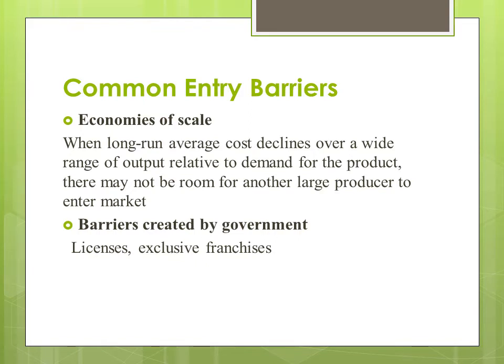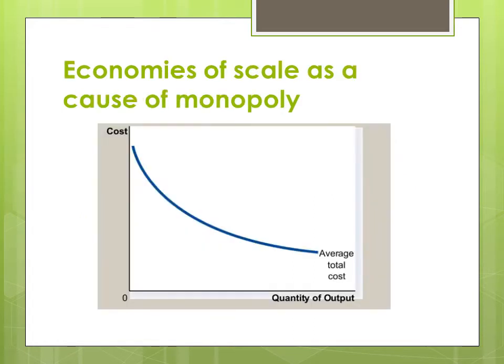Barriers created by government like licenses and exclusive franchises. In this diagram you can see when cost is decreasing over the time, our production is increasing and natural monopoly arises as a result of economies of scale.